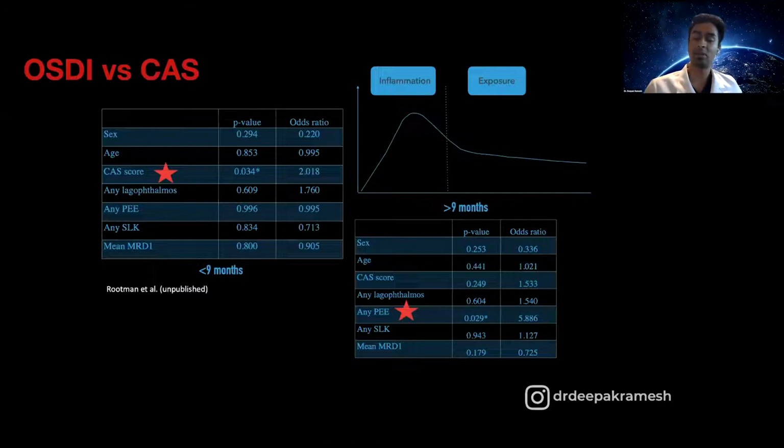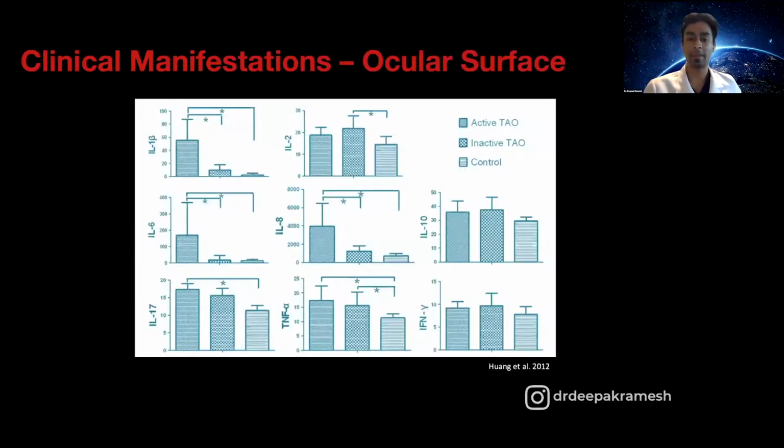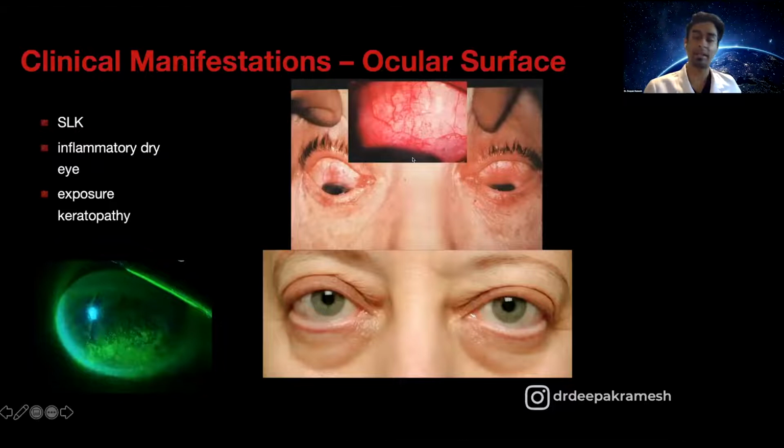Whereas with patients who have reached quiescence and they really have an exposure-based, lagophthalmos related corneal disease, those patients do better with artificial tears. So the top patient would do well with something like loteprednol or a short course of a mild topical steroid. The bottom patient needs either surgery or artificial tears.